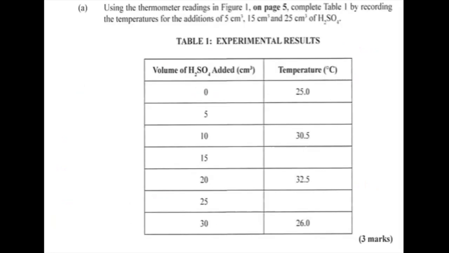So here we will just fill in the values that we just got. We fill in our tables and we get marks for doing that. So we would fill in 27.5, 33.4 and 28.9. So that's our table. And just for that, we've gotten 3 marks already.